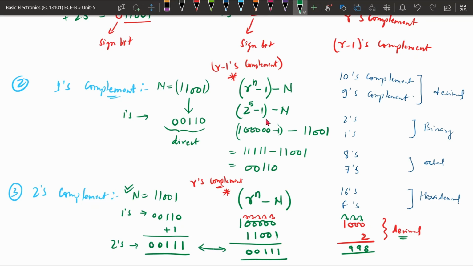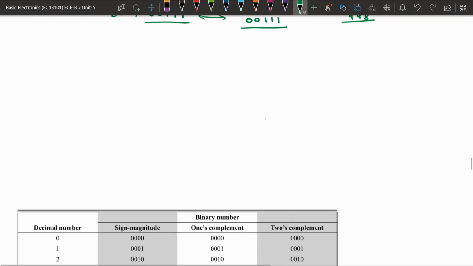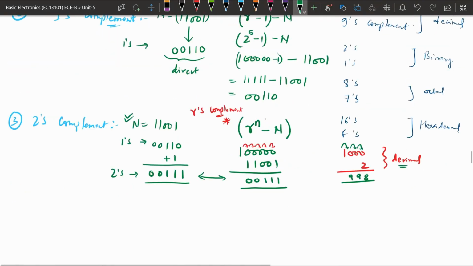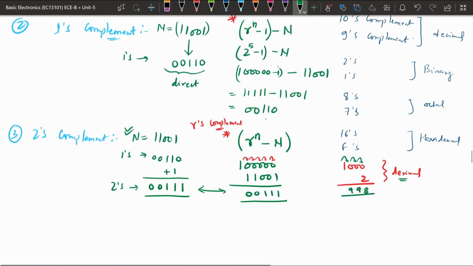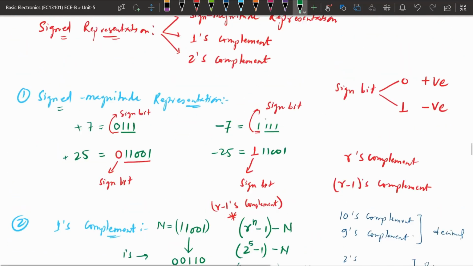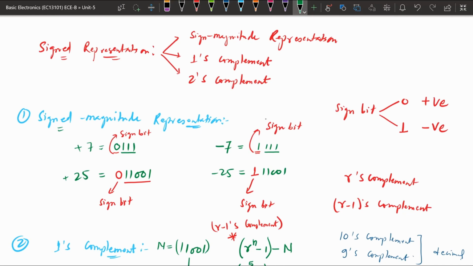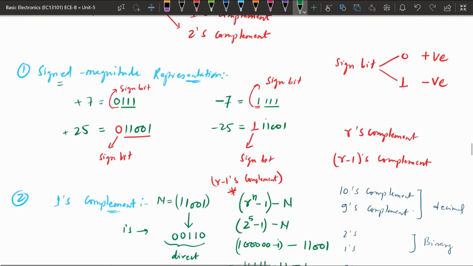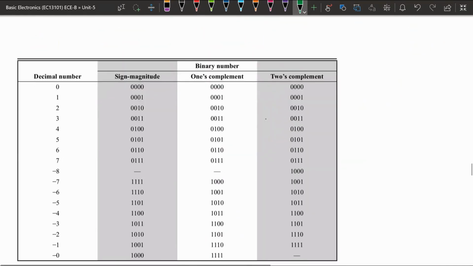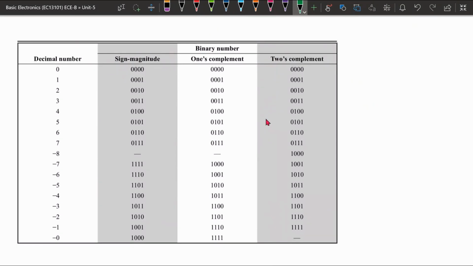So either we can use the shortcut method, that is by calculating the 1's complement and adding 1, we get the 2's complement, or we can use the formula r to the power n minus 1 minus n, which gives the 2's complement. I hope it is clear to everyone. So this is how we have got the 1's complement and 2's complement. 1's complement, 2's complement and sign magnitude are used to represent negative numbers. So we can now summarize all the representations.